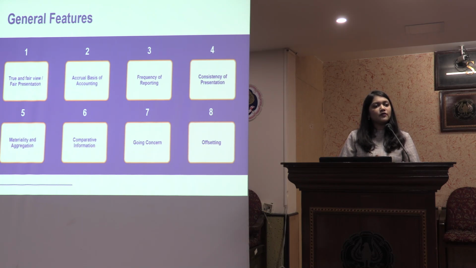Also, this is important from the point of view of comparison of different companies. So if different companies follow different sets of rules and standards, how will you ever compare two sets of companies or two sets of numbers? So that consistency in the presentation is very important for the general public to know what actually is happening in these companies. Materiality and aggregation.